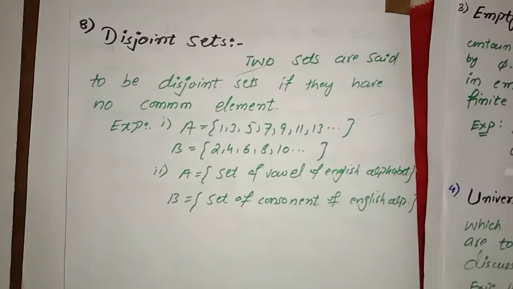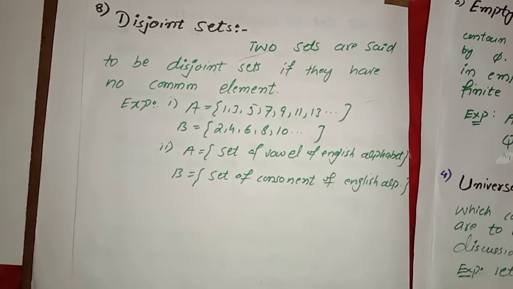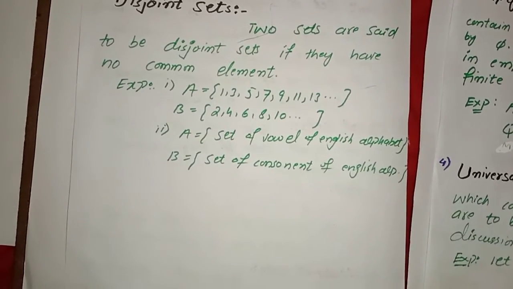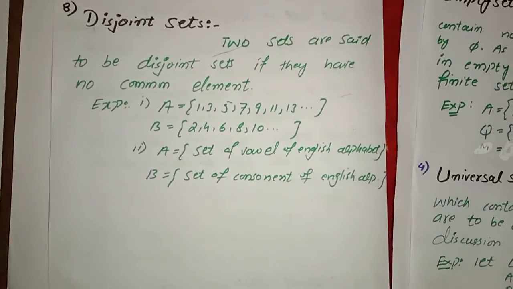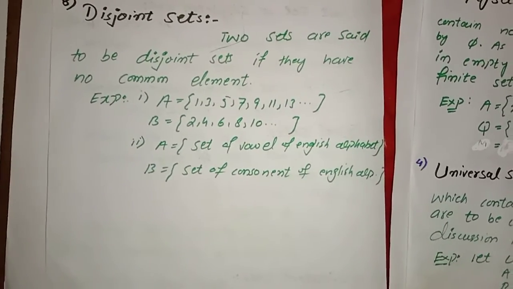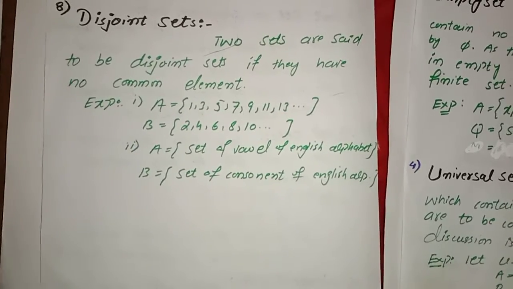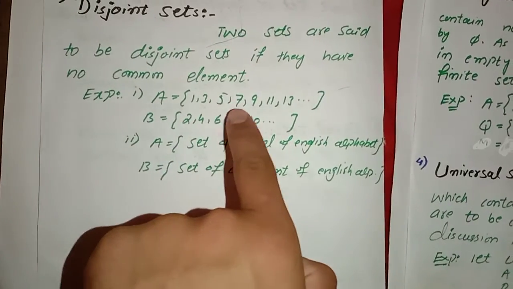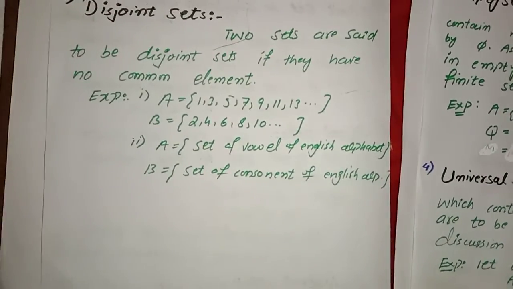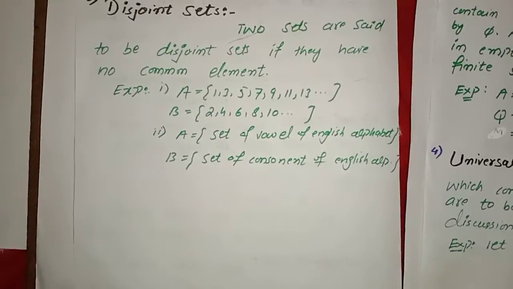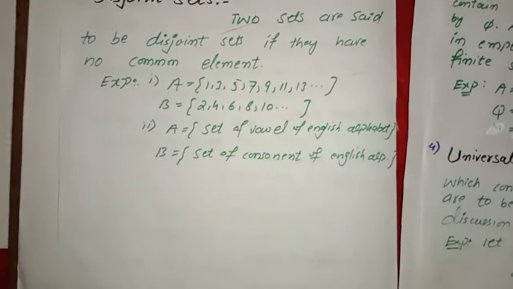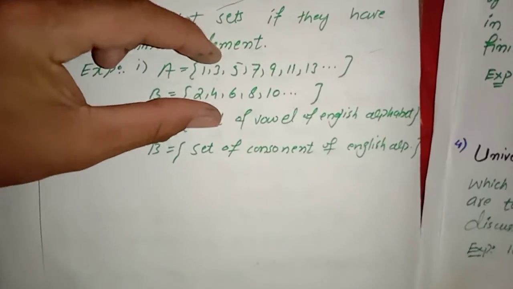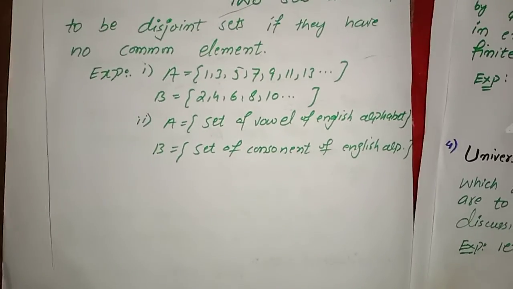Now, disjoint sets. Two sets are said to be disjoint sets if they have no common element. It means that if A and B are two sets, there will be no common element in A and B. So A and B are said to be disjoint sets. For example, A is equal to {1, 3, 5, 7, 9, 11, 13, and so on}, which is the set of odd numbers. B is equal to {2, 4, 6, 8, 10, and so on}, which is the set of even numbers. There is no common element in A and B. So in this case, set A and set B are disjoint sets.